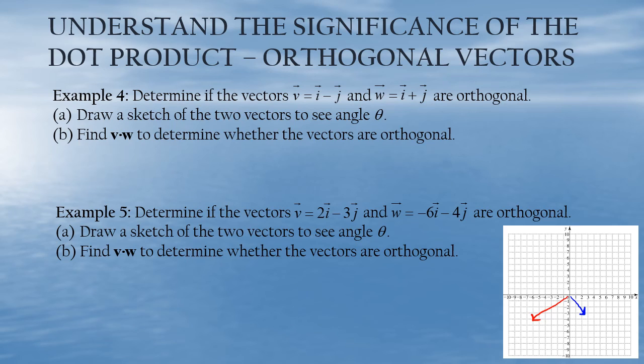And again, it does look as though it's forming a 90-degree angle, but I'm going to just double check by finding the dot product. So I'm going to have 2 times -6 plus -3 times -4, -12 plus 12, which equals 0. And sure enough, we have perpendicular vectors.